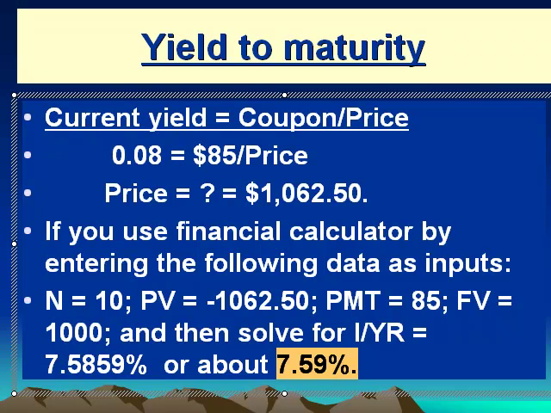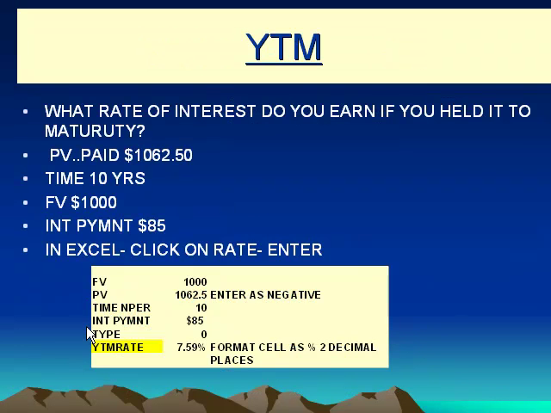Okay, so moving on to the next problem. Basically it's the same thing here in Excel. You would enter your future value as 1,000, present value as a negative 1,062, time is 10, interest payment is 85, type is 0, and the yield to maturity, if you held the bond till maturity, is the interest rate you will earn, 7.59%. So format your cell as a percentage to 2 decimal places or as a number, it doesn't matter.